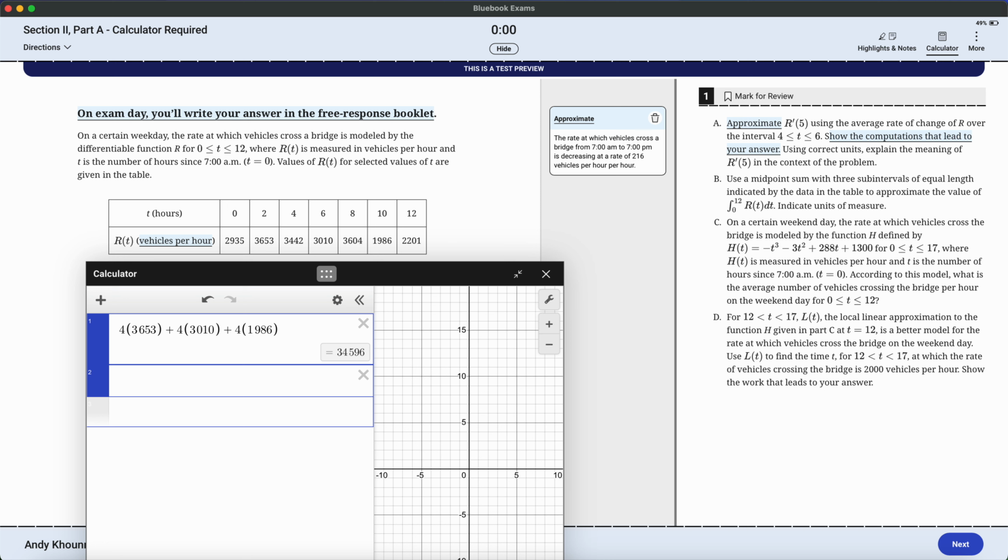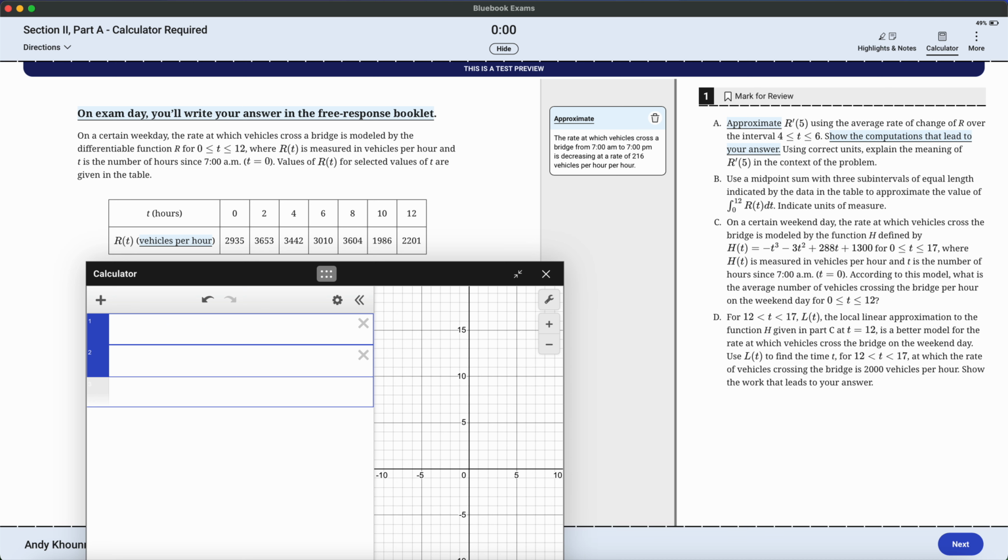It also told you to indicate units of measure. So here, this would just be vehicles because we are integrating. That might be a point, or that point might be embedded with the Riemann sum point. Like I said, I don't know what the scoring guideline is, so do not trust me on points for this particular FRQ. Sorry, guys.